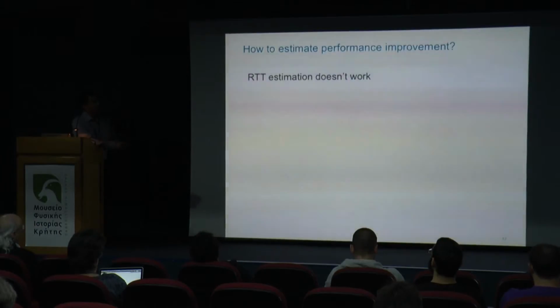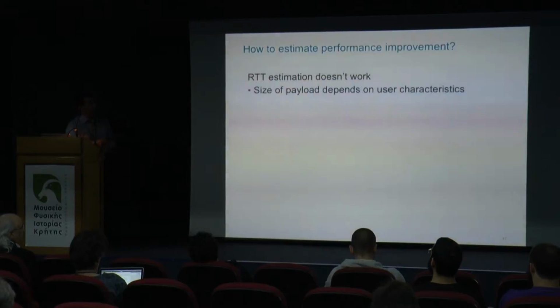Previous works have done estimation of round trip time, RTT, for a given location. So given a user distribution and a particular location, they try to estimate what the RTT to that location will be. That doesn't really work very well for us for various reasons. One, the actual metric that we want to optimize for is not RTT, it's actually page download time.